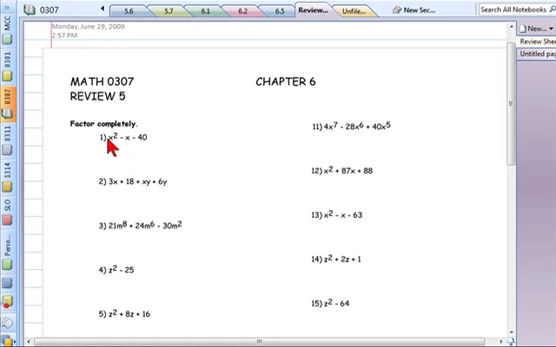Okay, problem number 1. Look at it. First thing you should ask yourself, is there a common factor? X squared minus x minus 40, the answer is no. The second thing you do is classify it in your mind based on how many terms there are. There are only 3. This is a trinomial.